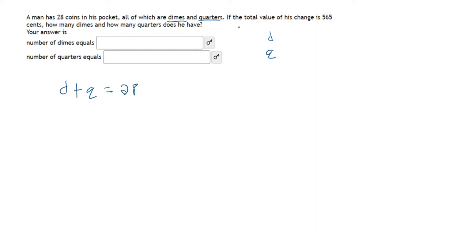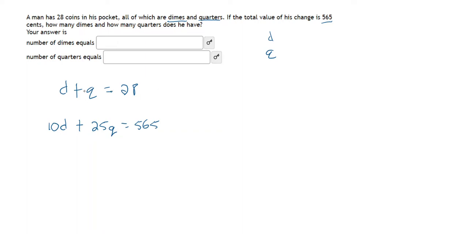And now the second equation is just going to be based on the second part where it says the total value of his change is 565 cents. So we probably know how much a dime is worth and a quarter is worth, right? A dime is 10 cents and a quarter is 25 cents. So what that must mean is 10 times the number of dimes I have plus 25 times the number of quarters that I have, all of that must come out to 565. All right, so there's our two equations.